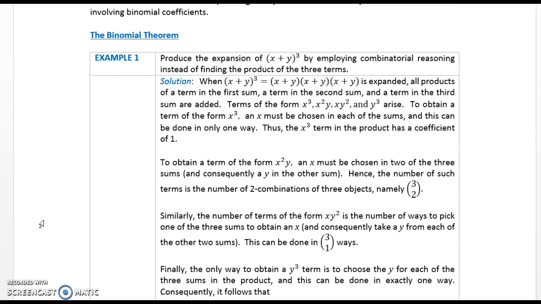The binomial theorem, example 1. Produce the expansion of (x + y)^3 by employing combinatorial reasoning instead of finding the product of the three terms. Solution.